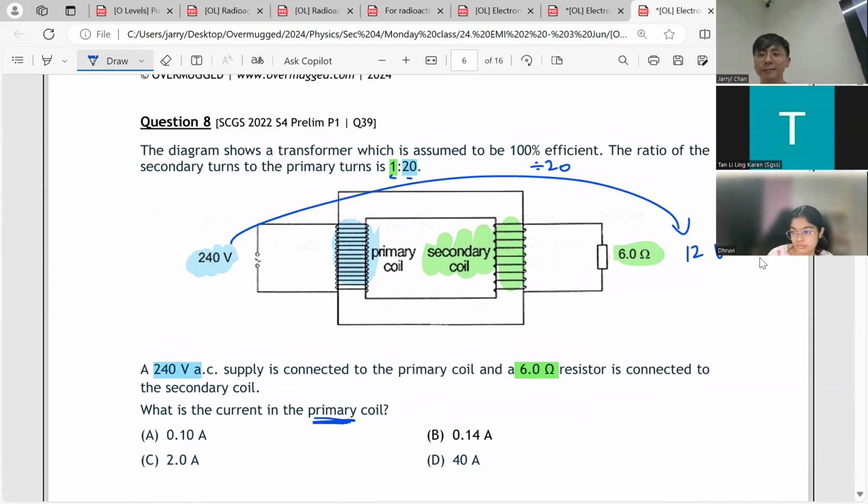Nothing too crazy here anymore, I believe. With this 12 volts and the 6 ohms, what can you find? Power, right? Power equals V squared over R. 12 squared over 6, 144 divided by 6, that's 24.